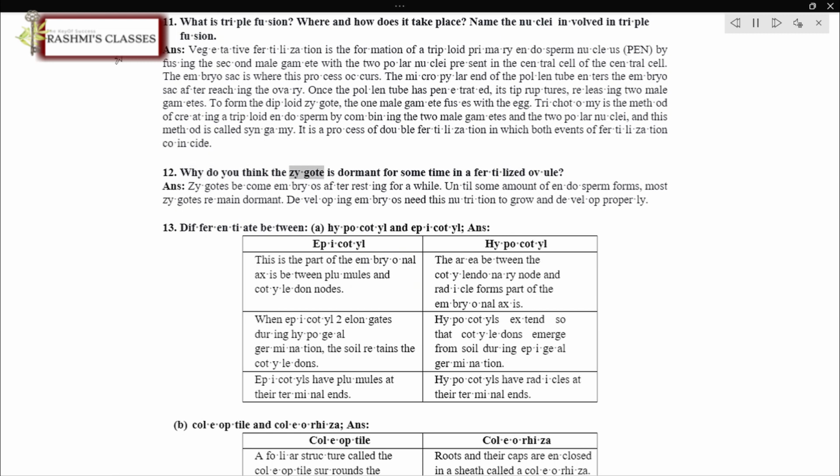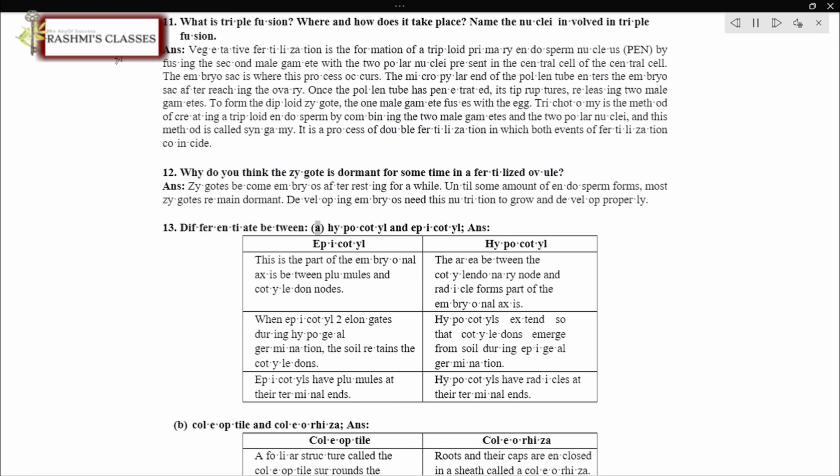Why do you think the zygote is dormant for some time in a fertilized ovule? Zygotes become embryos after resting for a while. Until some amount of endosperm forms, most zygotes remain dormant. Developing embryos need this nutrition to grow and develop properly.